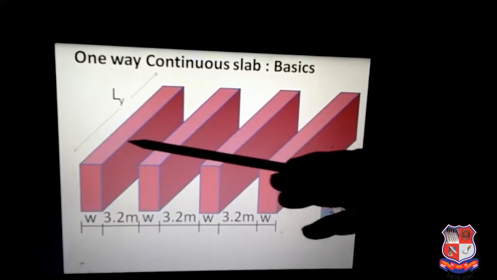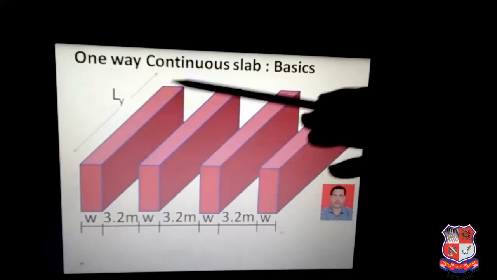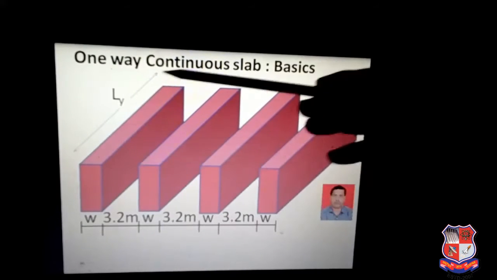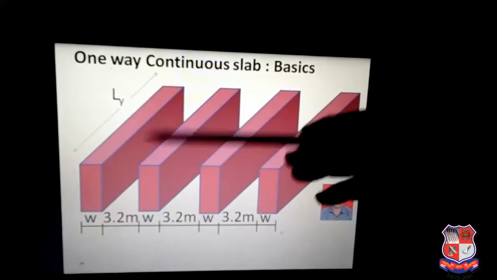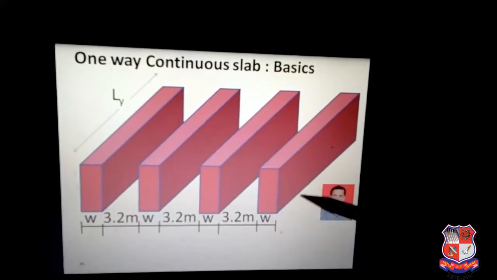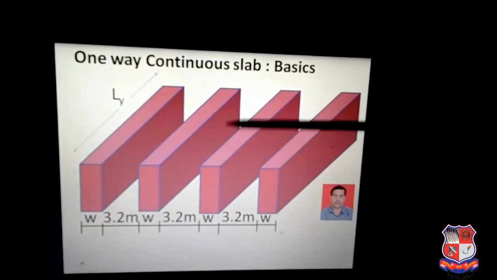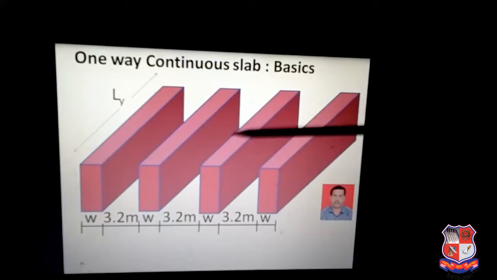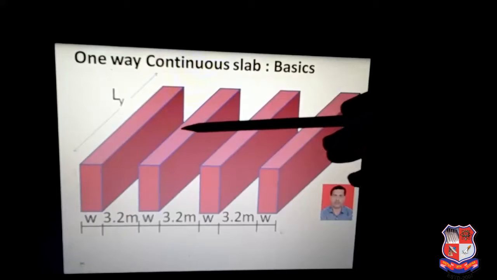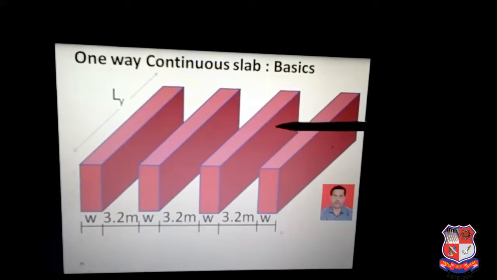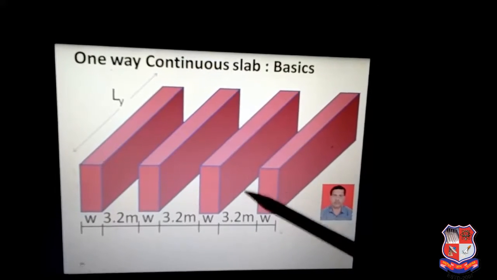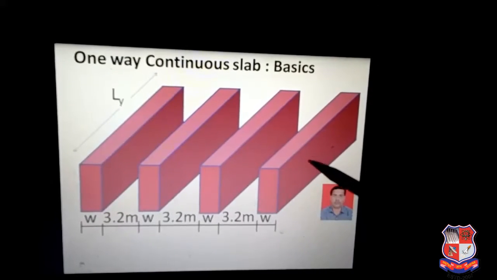So if you see that the space between 2 supports is a one-way slab, and for this one-way slab the ratio of Ly upon Lx has to be more than 2. Similarly, the second space between these 2 supports is again a one-way slab, and the third space is also going to become a one-way slab. So all these 3 spans are connected with their slabs, and this type of connection is possible by means of constructing a one-way continuous slab.